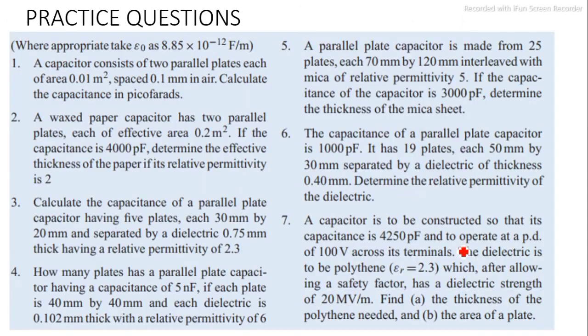So let's move to the next example. Okay, practice questions. Take note, this is your epsilon naught: 8.854 times 10 to the minus 12 farad per meter.